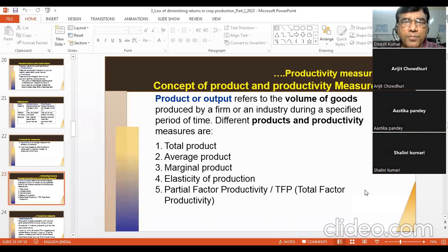Now, product or output. What is product or output? We should know, and what are different measures for measuring the productivity? Product or output refers to the volume of goods produced: how much is produced by a farm or an industry during a specified period of time. Different product and productivity measures are total product, average product, marginal product, elasticity of production, which is also a productivity measure, and partial factor productivity, total factor productivity. I have listed these because they are related to economics. There can be many more measures by which you can measure the output-input relationship.